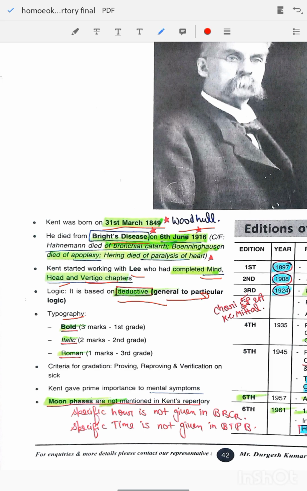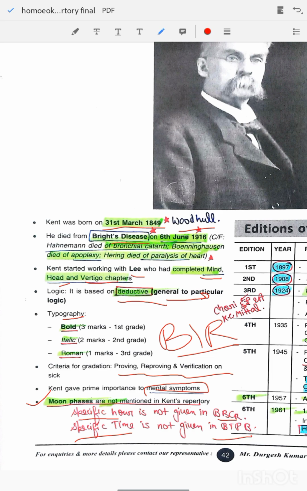If we talk about topography, we have three types: bold, italic, Roman, that is BIR. Okay. Gradation, what is the criteria of gradation? It is proving, reproving and verification. As we know that Kent has given prime importance to mental symptoms. Moon phase is not mentioned in Kent repertory. Specific hour is not mentioned in BBCR and specific time is not mentioned in BTPB. Okay.